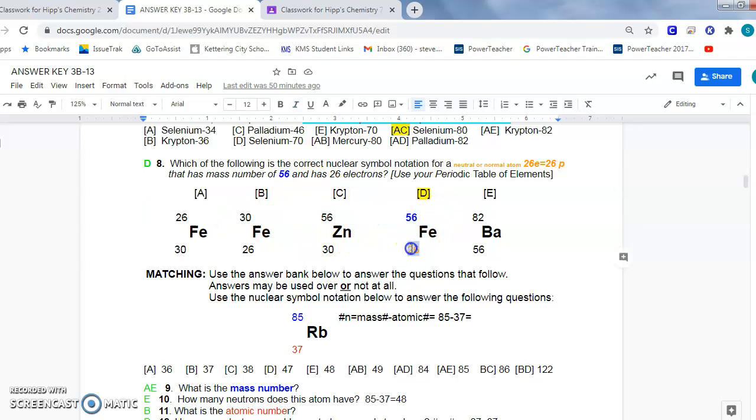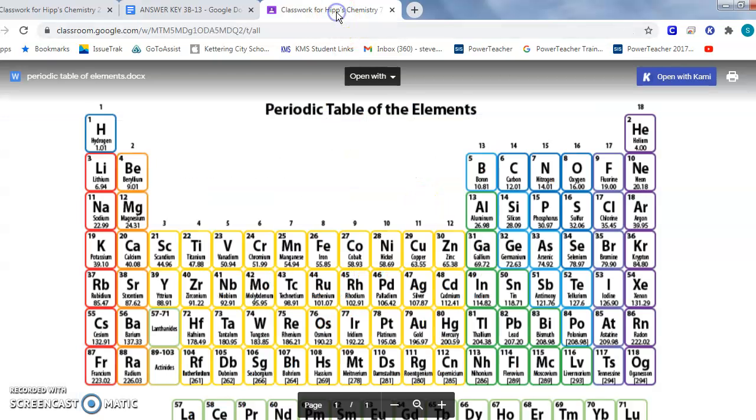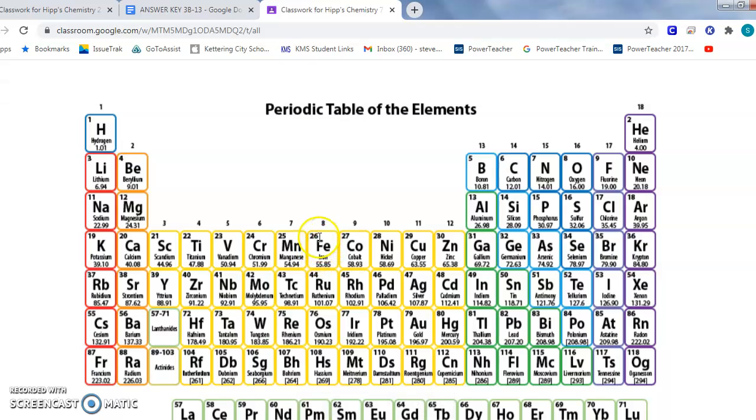So the one that has a 26 for the atomic number and a 56 for the mass number is letter D. Let's take a look at the periodic table to be sure that even makes sense. Yes, here's iron right there. It is iron that has an atomic number of 26. On this periodic table, they're writing the atomic number up there. They can write it anywhere they want. This is not nuclear symbol format. Nuclear symbol format has an atomic number and a mass number.